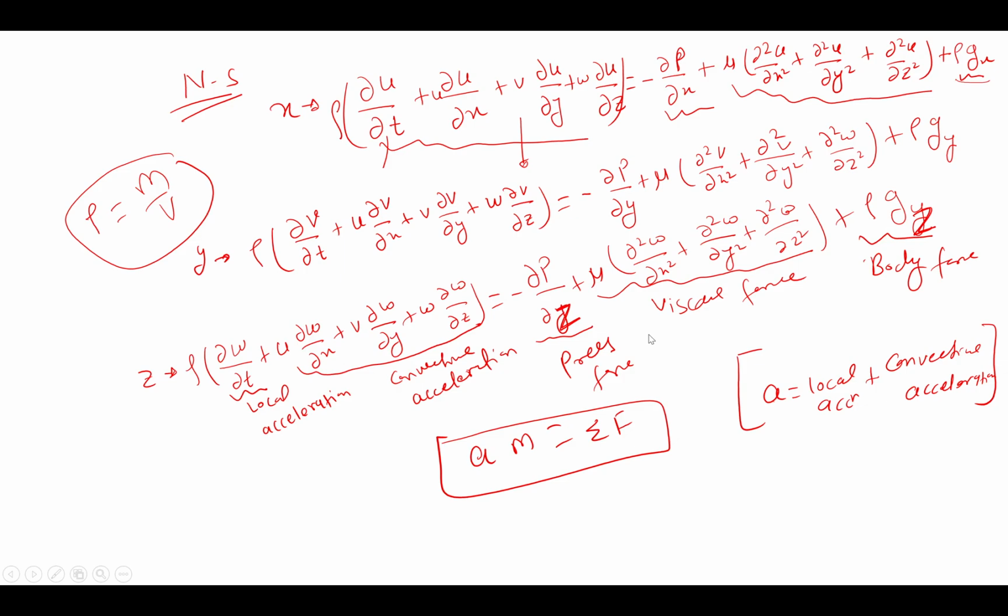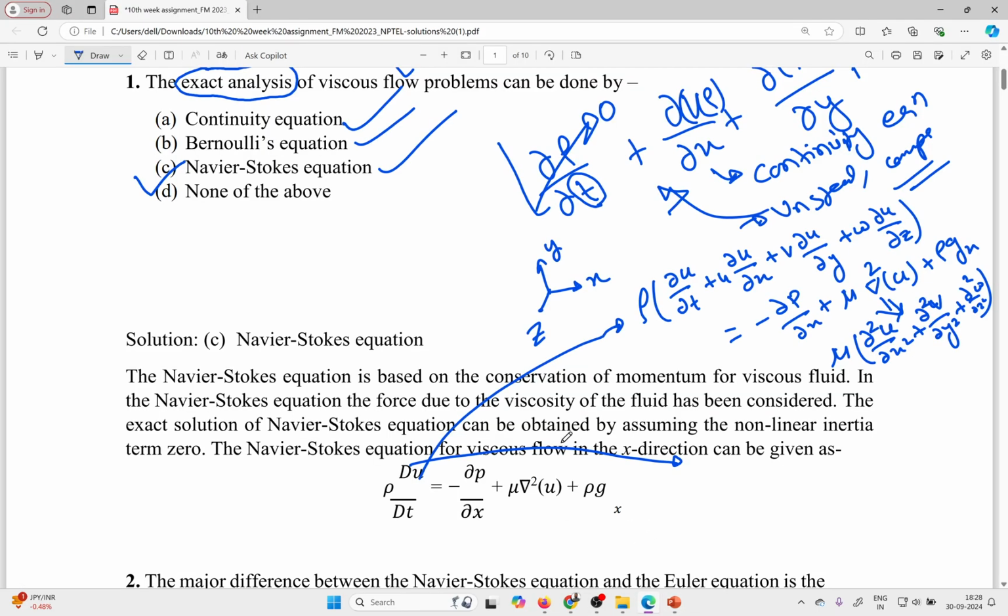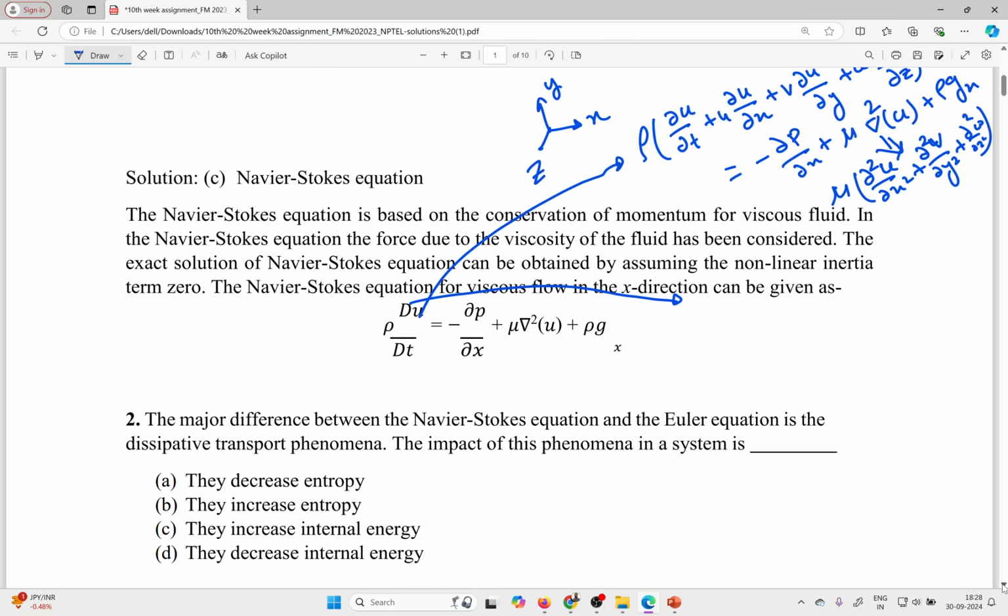Why we use the Navier-Stokes equation for complete analysis of your viscous flow problem. Now the second question is, the major difference between Navier-Stokes equation and Euler equation. Euler equation is the dissipative transport phenomena. The impact of this phenomena in a system is, like you have a problem and you are going to solve this problem using the Navier-Stokes equation and the Euler equation.